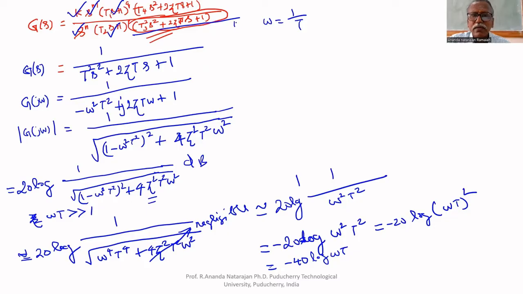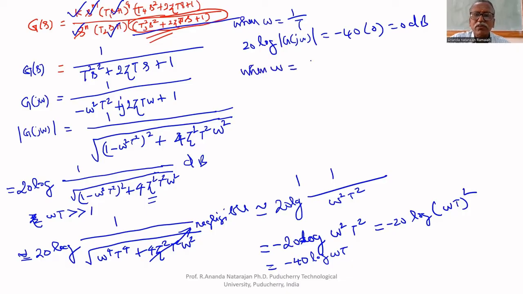When omega equal to 1 by tau, if you substitute 1 by tau, this becomes 1. Therefore, you will get 20 log modulus of g of j omega equal to minus 40 multiplied by 0 equal to 0 dB.